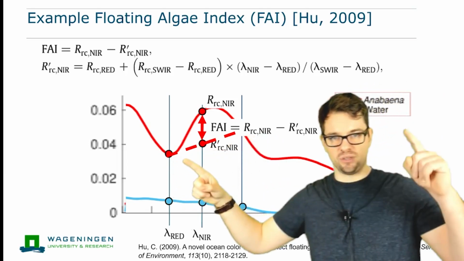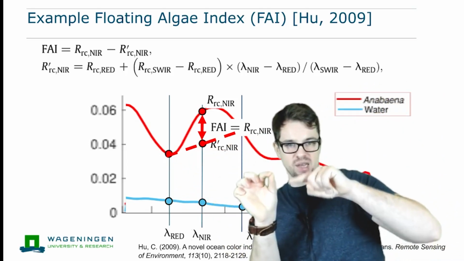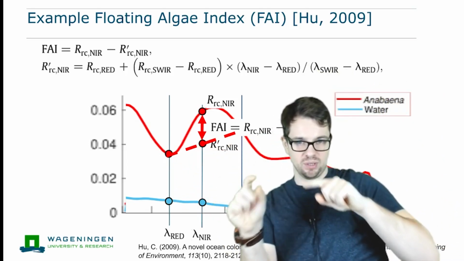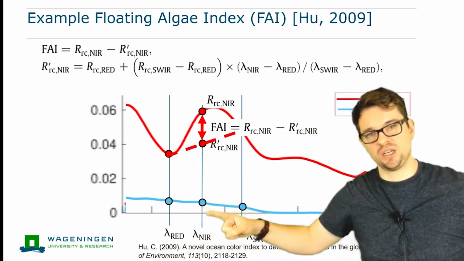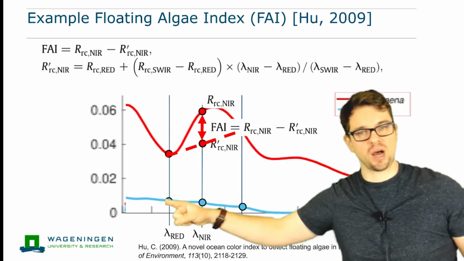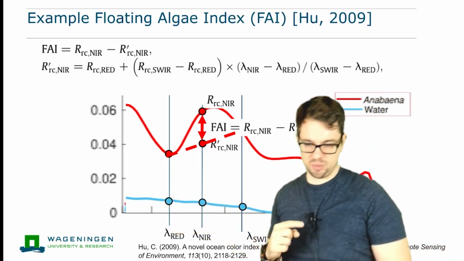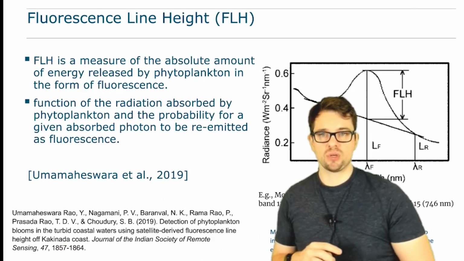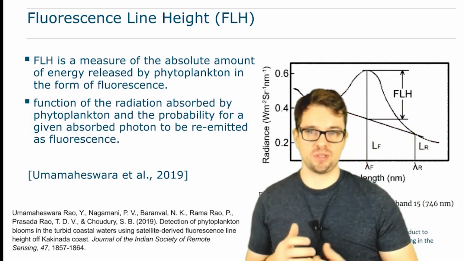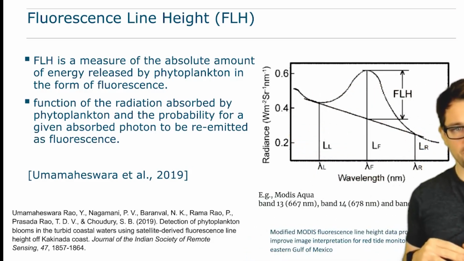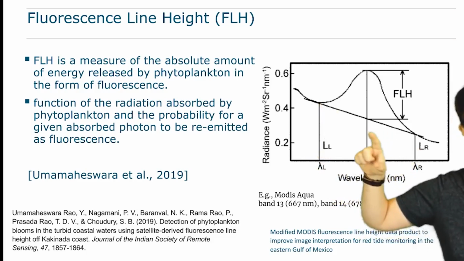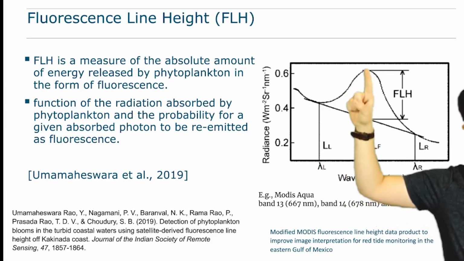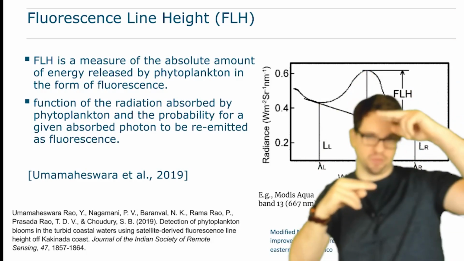So you take the left and the right, and you see how much this hump deviates from the average between the two. Because when we compare with the water, the floating algae index will be close to 0, because there's no humpiness in this water spectrum. This is also known under different names, for instance, the fluorescence line height in another paper here. So you see the same idea coming up with the left band and the right band. And here the difference in the interpolation is basically the humpiness of the spectra.